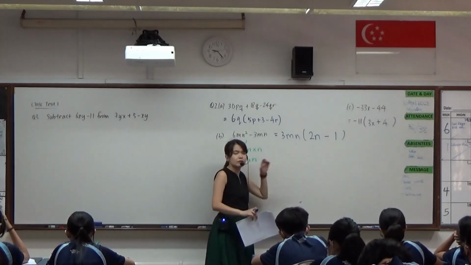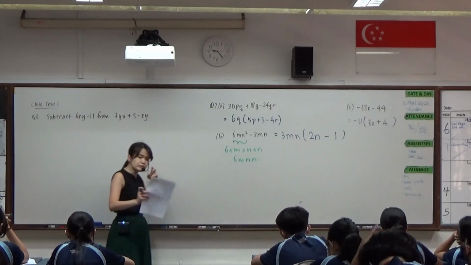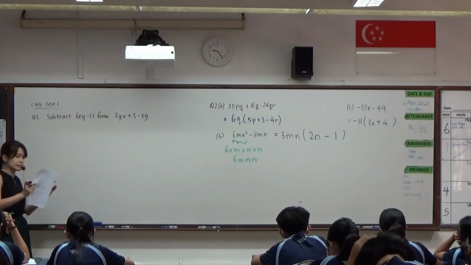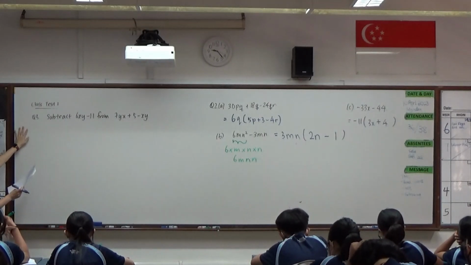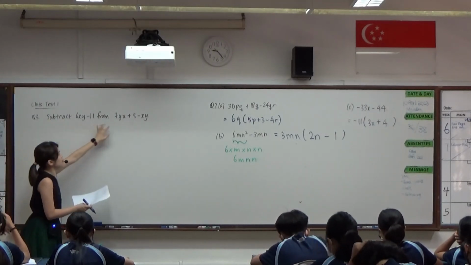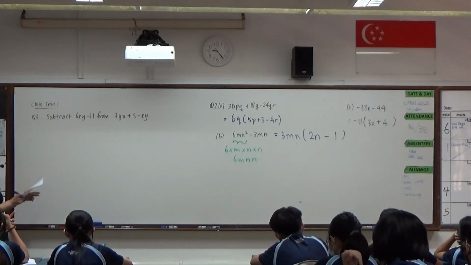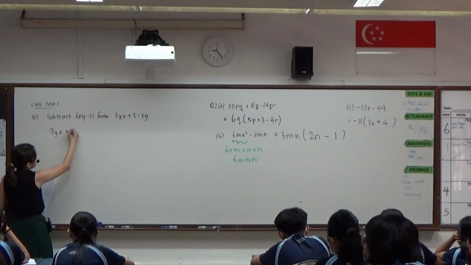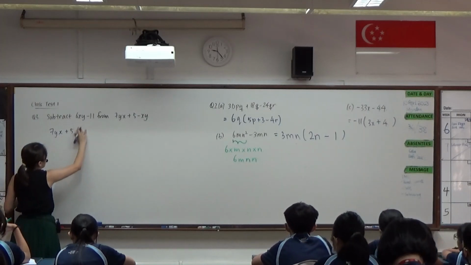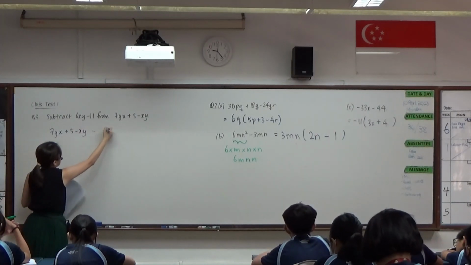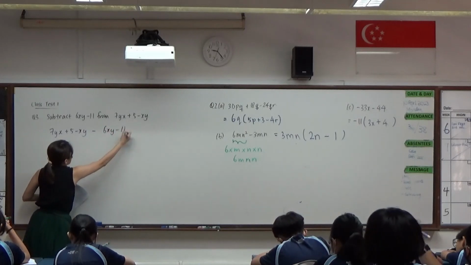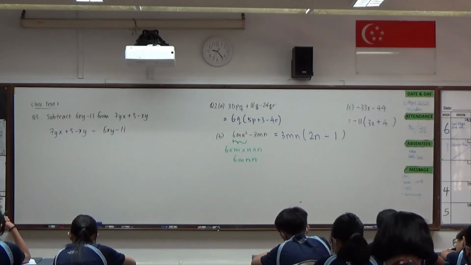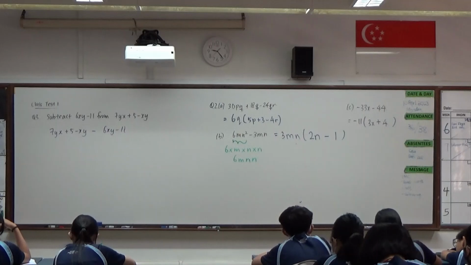Go and revisit. Okay, if you're still unclear, please do look for me after school or something. Right? Question 3, subtract this thing from this thing. Most of you can tell me the correct structure, which is that we start from 7yx plus 5 minus away xy. Okay? Minus away 6xy minus 11. Most of you can give me this. But writing it like that is not correct.